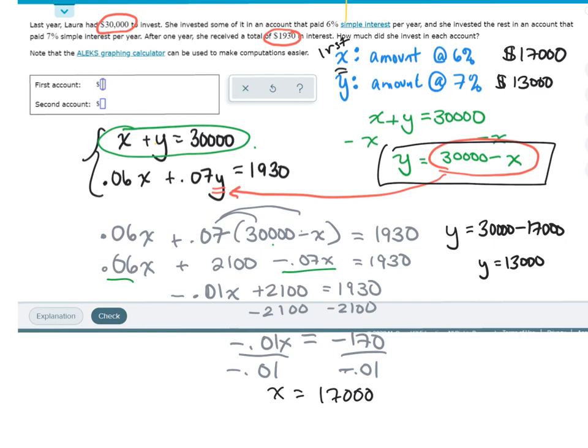Now, I did substitution instead of the ALEKS calculator. You could certainly do elimination. Any method to get a value for the two variables, but the key thing is you find these two equations and then you solve for their variables.